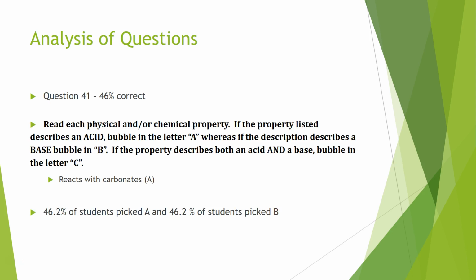The second question, number 41. There were a lot of questions on the test where they were given this prompt at the beginning, and then there was either a property or an example of a substance, and they had to tell me if it was an acid, a base, or if the property was that of an acid and a base, something like conductivity. Looking at this question, the students were guessing on this one. The prompt was reacts with carbonates, so it should have been an acid. But the students were essentially half and half on this. Almost 50% picked A, almost 50% picked B.